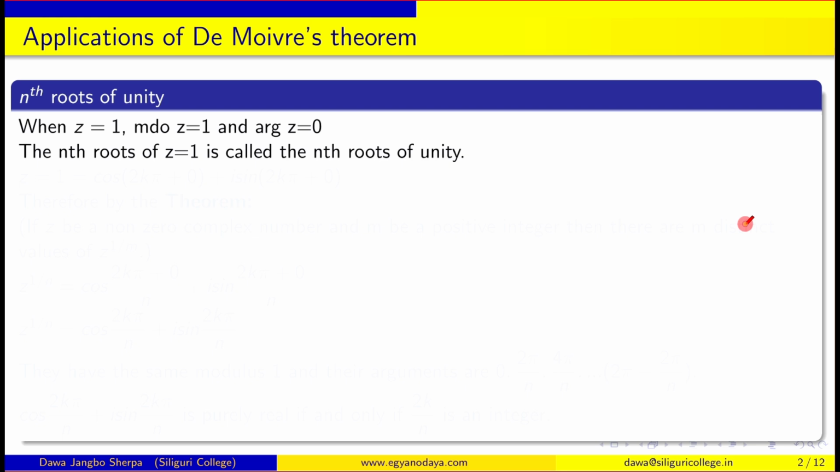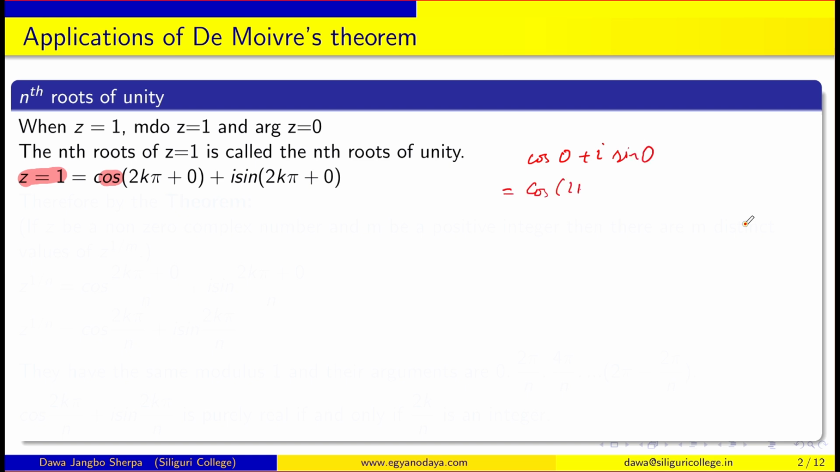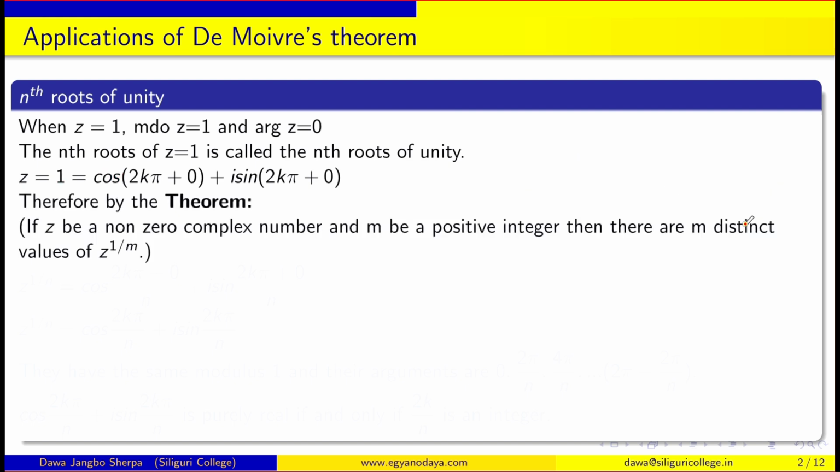The nth root of the complex number z equal to 1 is called the nth root of unity. Now the complex number z equal to 1 can be written as cos 0 plus i sin 0, which can be written as cos (2kπ plus 0) plus i sin (2kπ plus 0), because this angle 0 can be written as a multiple of 2π. So here k is an integer. Now by the theorem, if z is a non-zero complex number and m is a positive integer, then there are m distinct values of z to the power 1 by m. That means there will be m distinct values of the mth root of z.